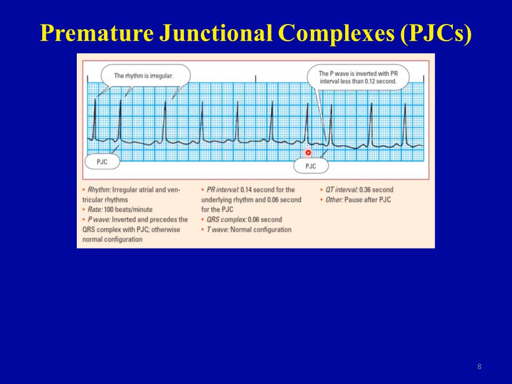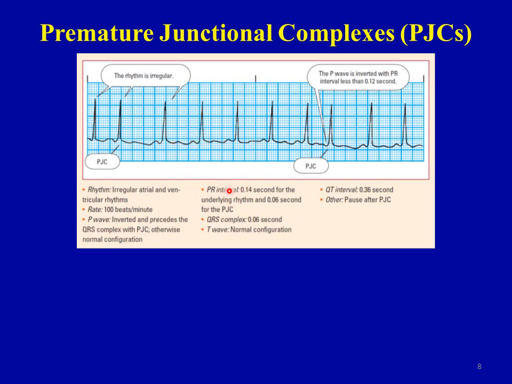They keep repeating, but here we can see one premature junctional complex and another one here, and you can see here clearly the inverted P wave and another one here. So the rhythm is irregular, atrial and ventricular rhythms. The rate is within normal, 100 beats per minute. The P wave is inverted and it precedes the QRS complex when we have a premature junctional complex. Otherwise the P waves are quite normal.